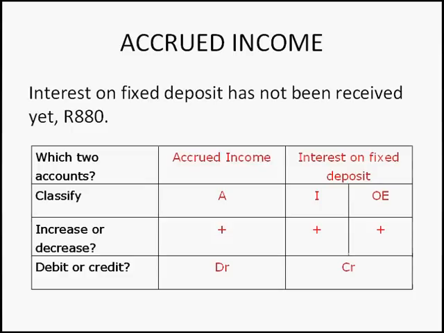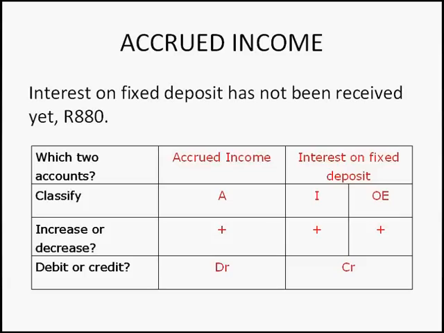So let's have a look at the classification quickly. Accrued income can be classified as an asset. Why is it an asset? Because that money belongs to the company. We haven't received it yet, so the bank can nearly be seen as a type of debtor because they still owe us the money, but that money belongs to us. We own it, and we should have received it. So accrued income is then classified as an asset.